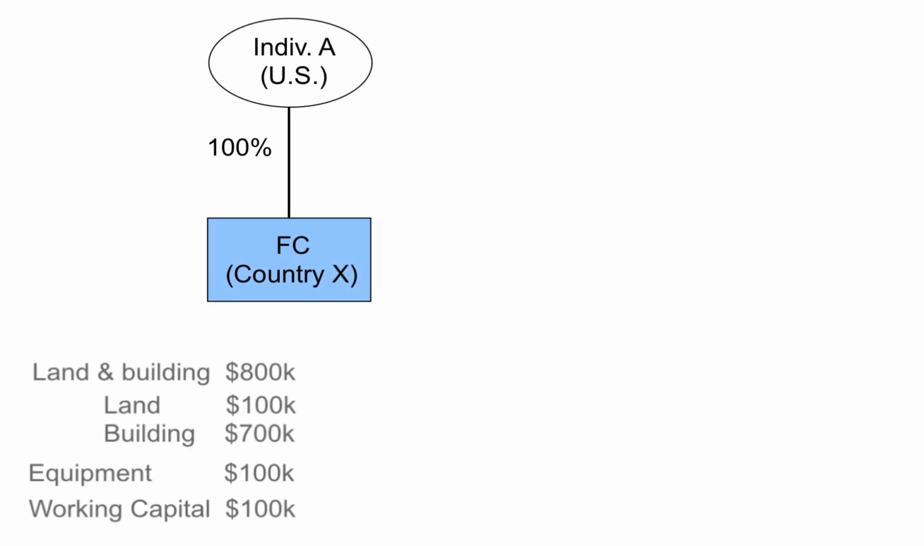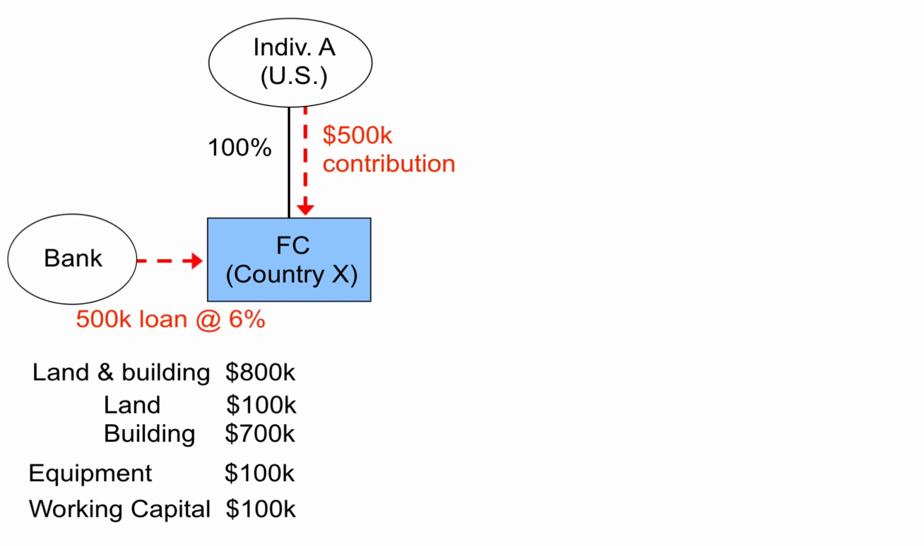Let's change the facts a little bit. Let's say everything is the same except that individual A only contributed $500,000 of cash and that FC borrowed from a bank the other $500,000. The interest rate on the loan was 6%, so that FC's interest expense during the year was $30,000.